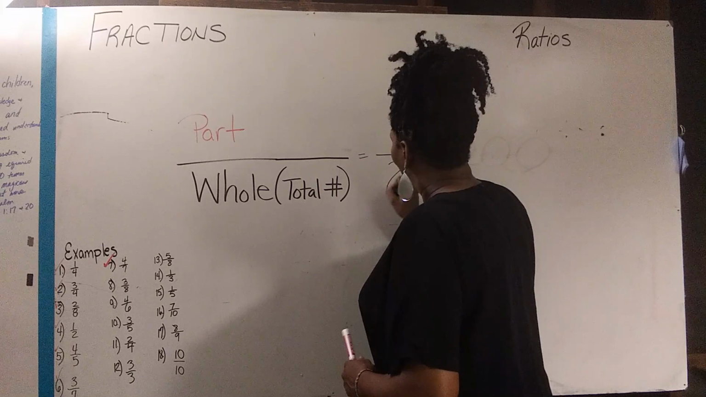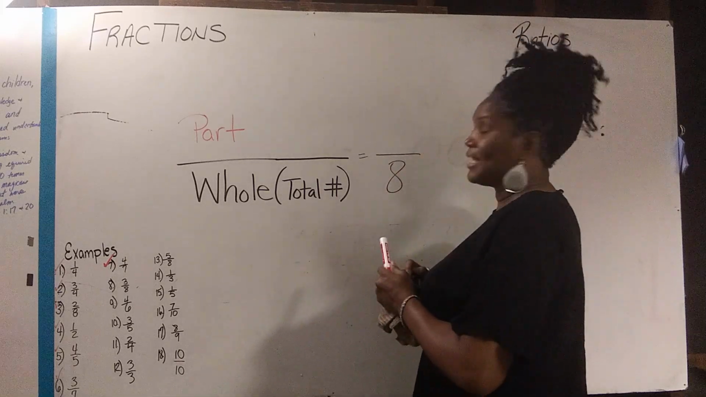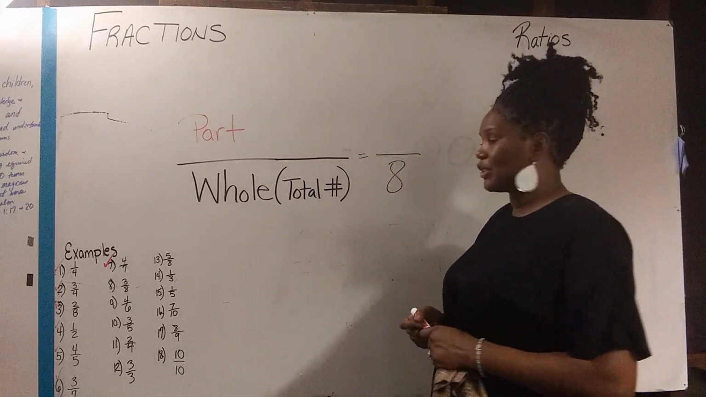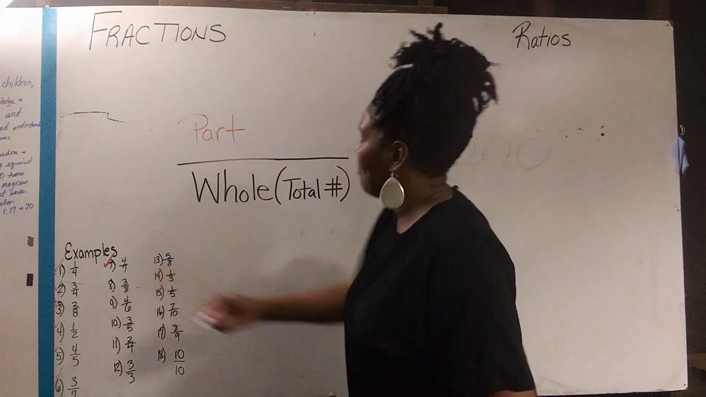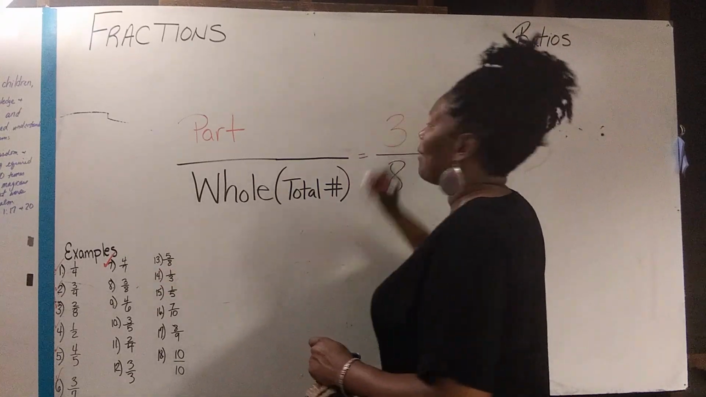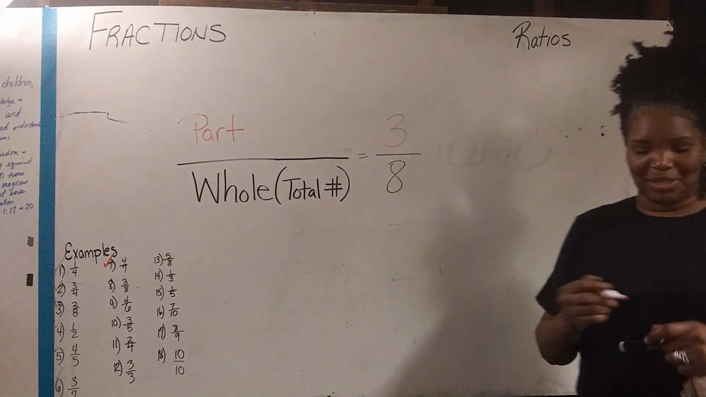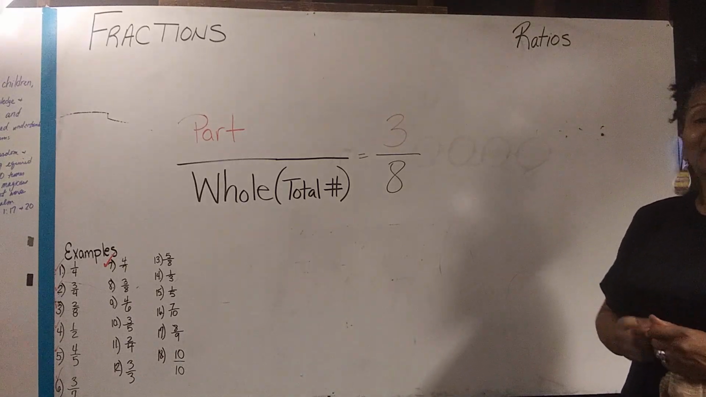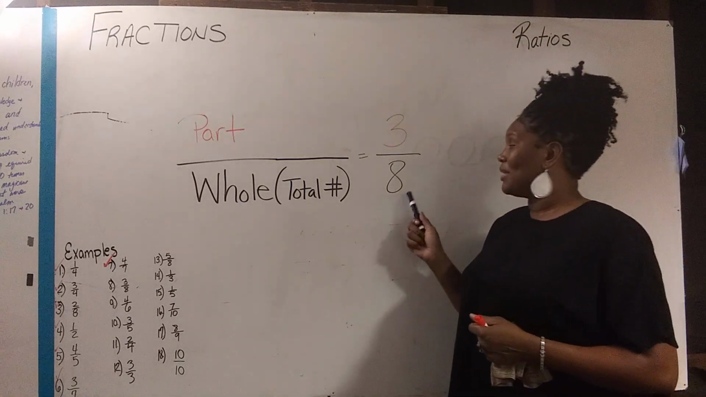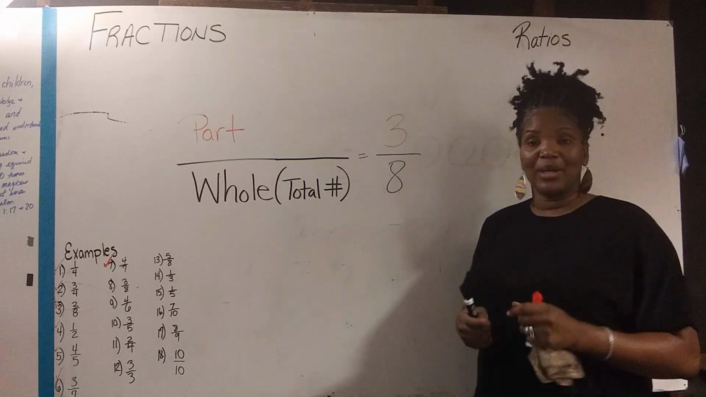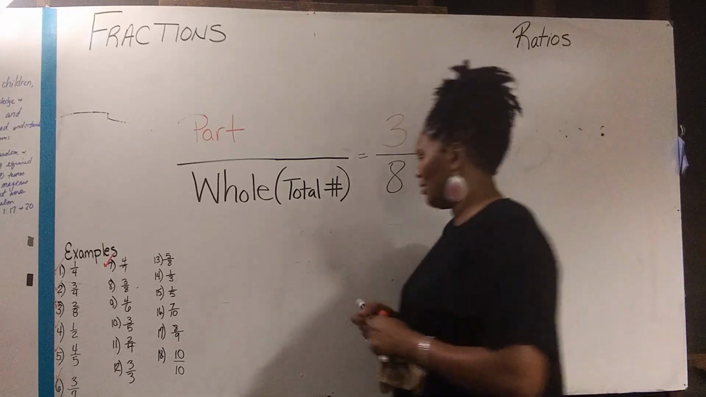The number on the bottom is 8. That tells me how many squares I'm going to have to draw. And the number on the top is 3. That tells me how many smiley faces we're going to put in those squares. All right, so let's get to drawing. What's the total number of squares I need? 8. Good job.